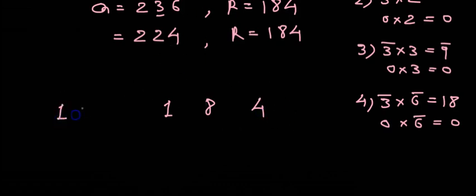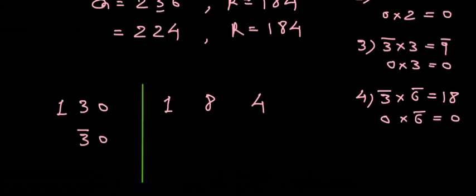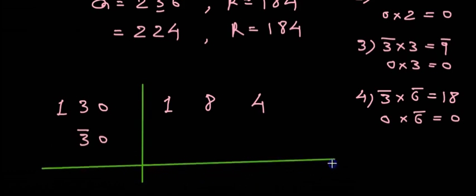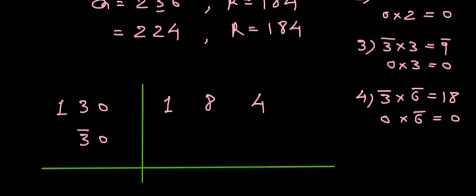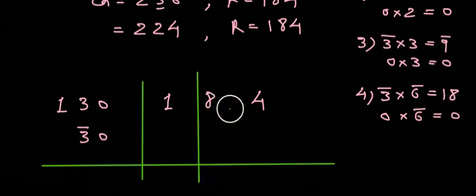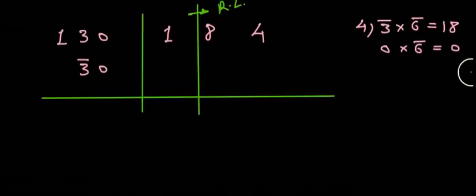Let me write the divisor 130 here. Let me write the modified divisor negative 30 here. Let me draw a vertical line to separate dividend and divisor. Let me draw a horizontal line, and let us draw a vertical line as a remainder line also. See, 2 digits at the right side of the remainder line. See, this is the remainder line. Okay. Now friends, 184 is the dividend. Now let us divide 184 by following the same procedure.